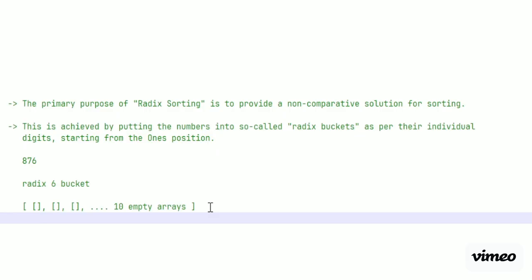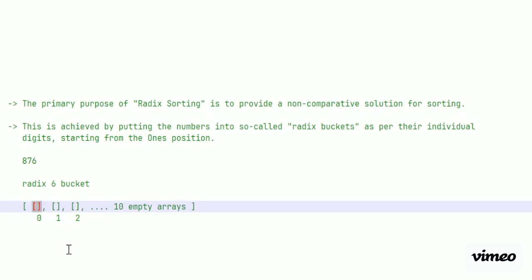Now this empty array has an index 0. We know that. This is 1, this is 2. Since it has 10, it will end at 9. So this empty array will act as the radix 0 bucket. This one will work as the radix 1 bucket. This will be the radix 2 bucket, and similarly we'll have 3, 4 and up till radix 9.